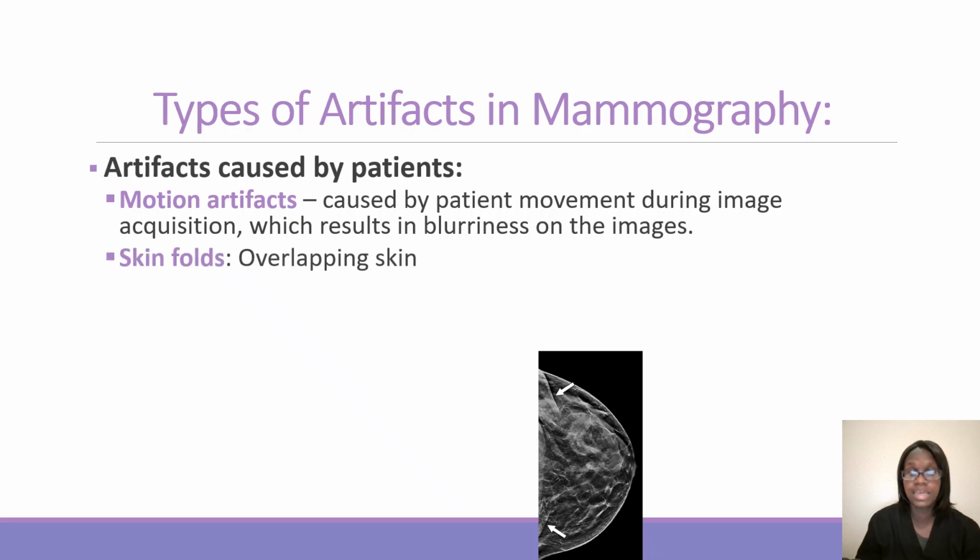And then we have skin folds. This is pretty common as well. Skin folds are overlapping skin. As you can see on the image, the arrows are pointing to one skin fold that is on the outer quadrant of the breast, the lateral side. The way I find this best is I normally take my finger and swoop that area, kind of smooth it out.